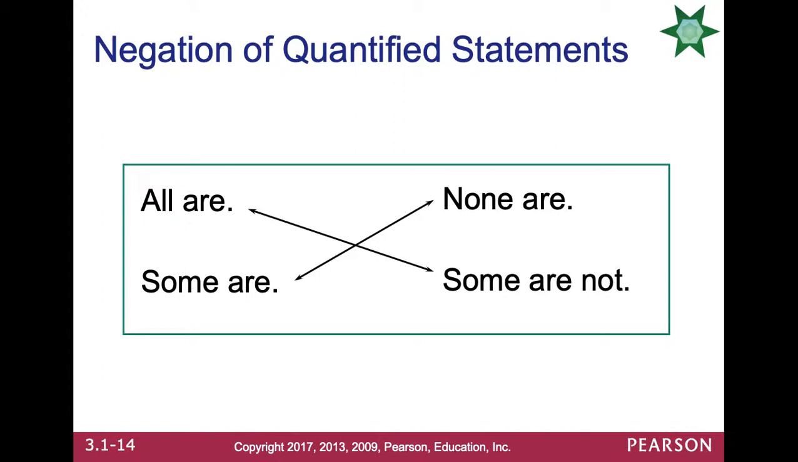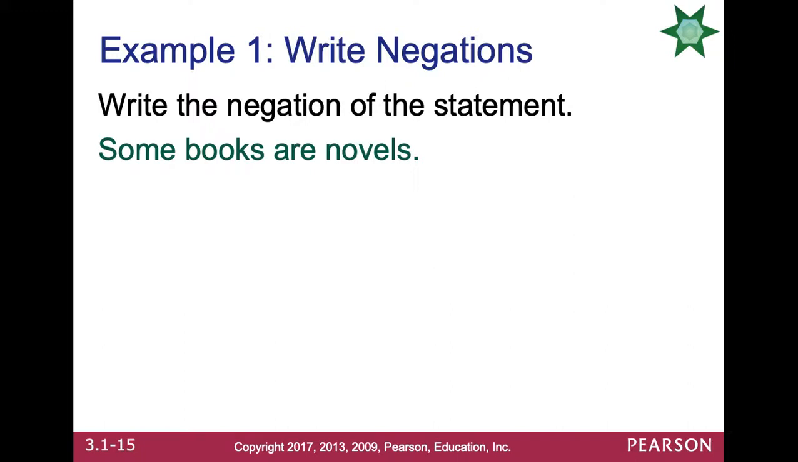So here are the ways that they kind of flip, and if you look back to that list, you'll notice that they actually cross each other. So here's an example. Write the negation of the statement, some books are novels. So I'll give you a couple minutes and let you do that.